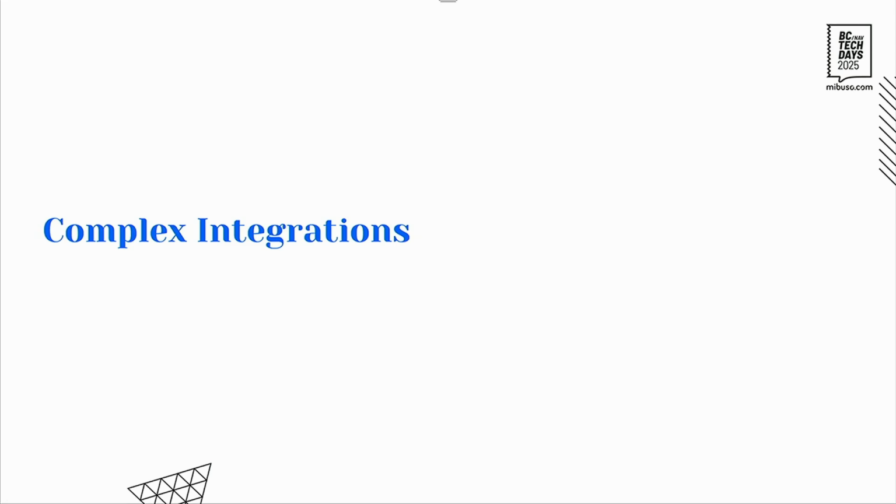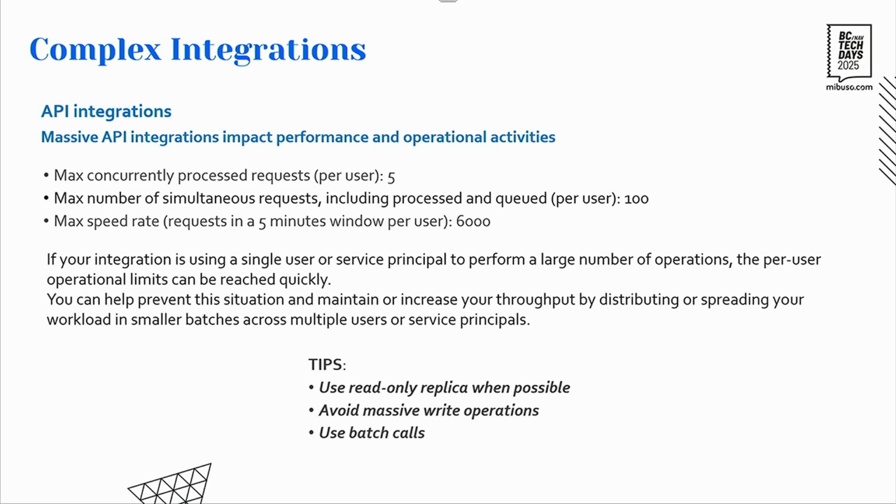Exactly. Now we start with the last part. We are quite right around out of time, so let's start. Perfect. Complex integration is one of the last in the menu. Complex integration typically goes with API, because everything that you have outside the world needs to talk with Business Central, and it is exposed in the online version through the APIs.